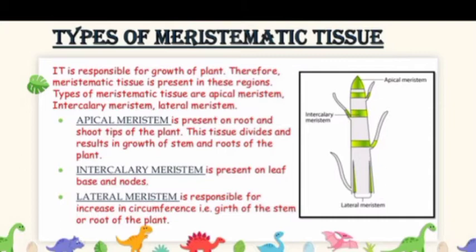Next is lateral meristem. It is responsible for increase in circumference, that is the girth of the stem as well as the root. So it increases the lateral part of the plant. It is also known as cambium because the cambium rings are present as the plant increases in its girth.